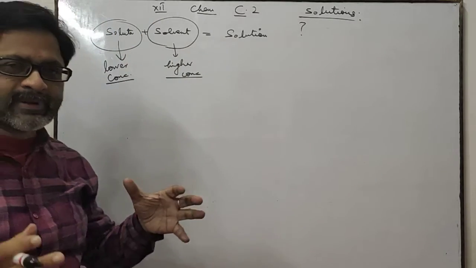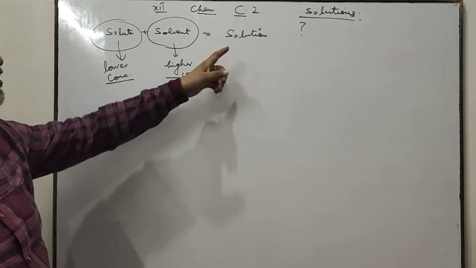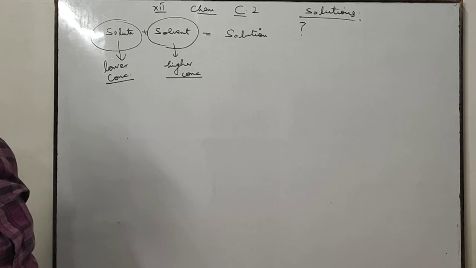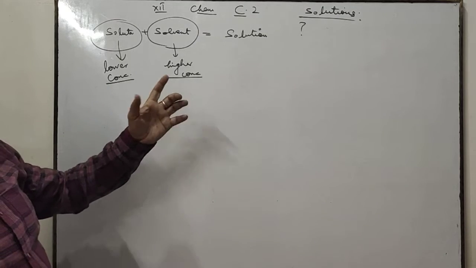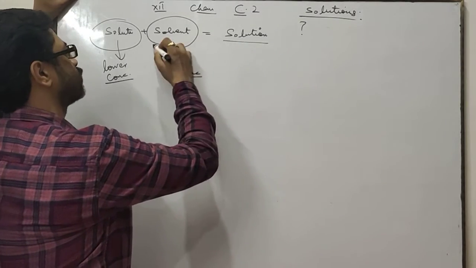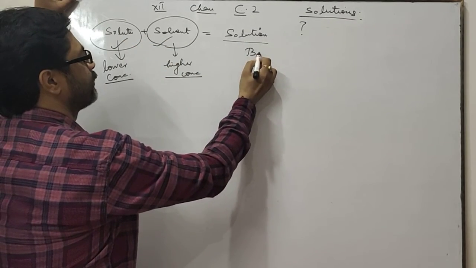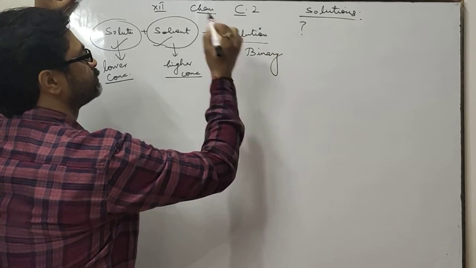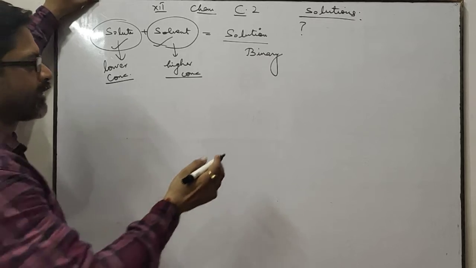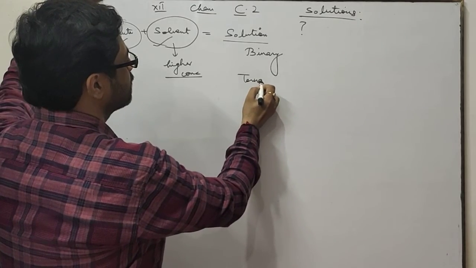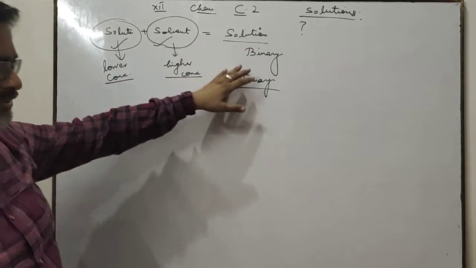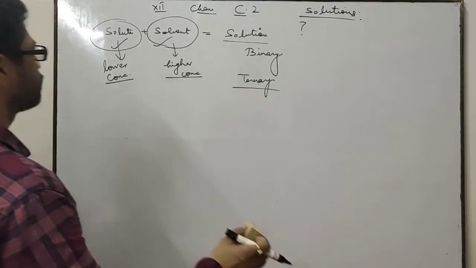Solute and solvent mix together to form a solution. If the solution contains only two components, then the solutions are called binary solutions. If a solution contains more than two, means three components, then it is called a ternary solution, and so on. Most of the solutions are binary solutions.